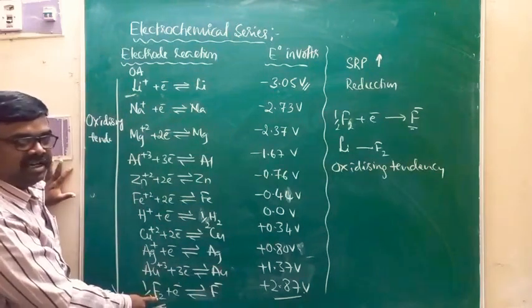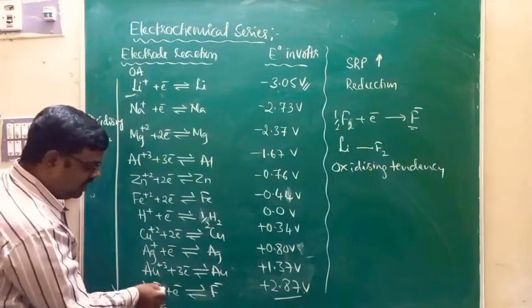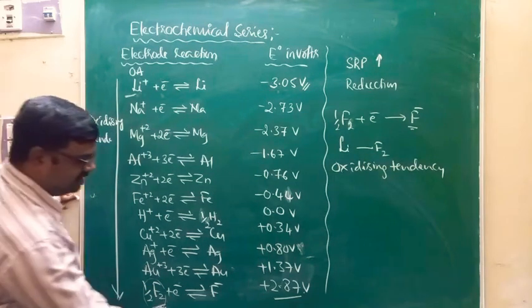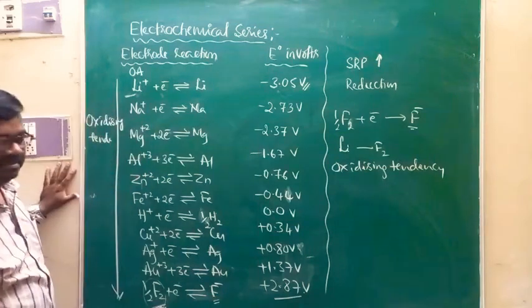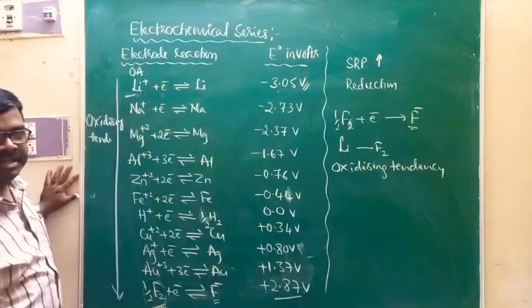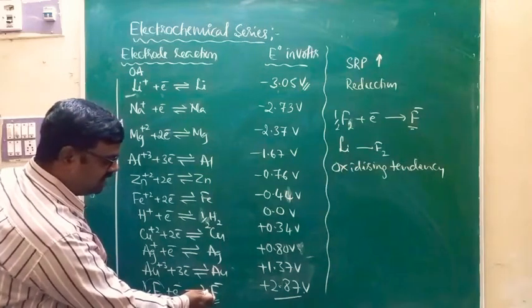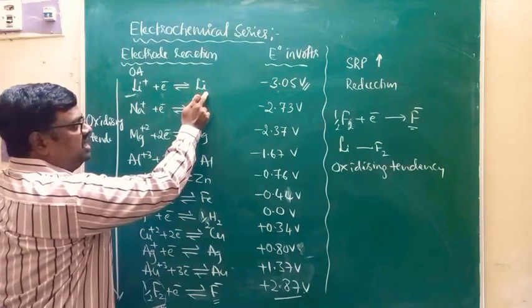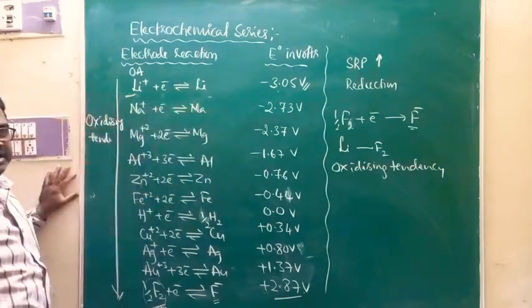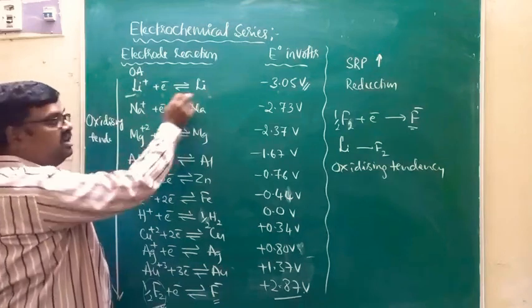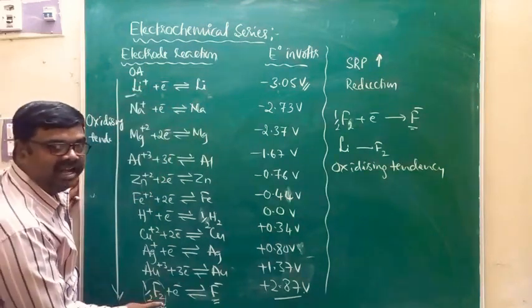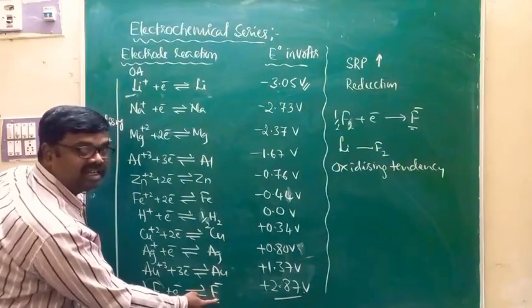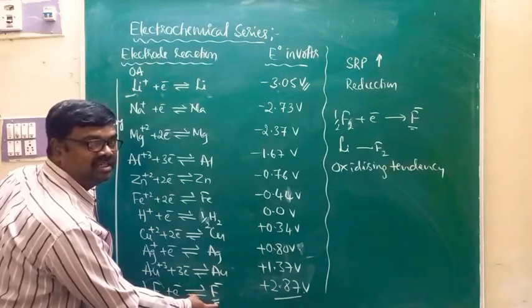Fluorine has the highest tendency to undergo reduction. Therefore, it is the strongest oxidizing agent. And remember, F minus on the product side has the lowest tendency in the reverse reaction. Forward, ions are getting electrons, it is reduction. Reverse is oxidation. Since F2 has the highest tendency to undergo reduction, the reverse is not possible, which means F minus has the least tendency to undergo oxidation.